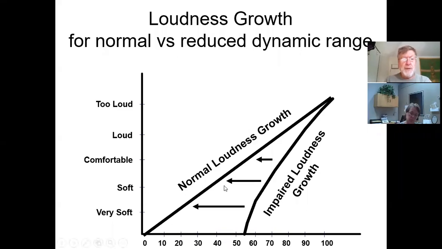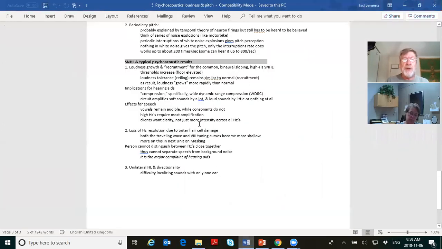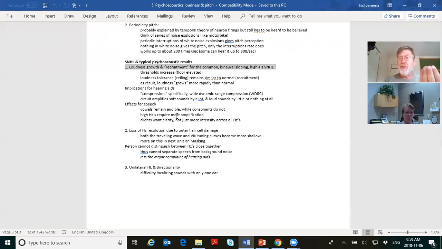Let's see what we got here. Looking at this here, where are we? Loudness growth and recruitment for the common binaural, sloping, high-frequency sensory neural loss. The thresholds increase. The floor is elevated. Loudness tolerance, the ceiling, remains similar to normal. Recruitment. As a result, loudness grows more rapidly than normal. From being barely audible to being too loud is only a distance of 50 dB. From 50, it's barely audible, to 100, it's too loud.